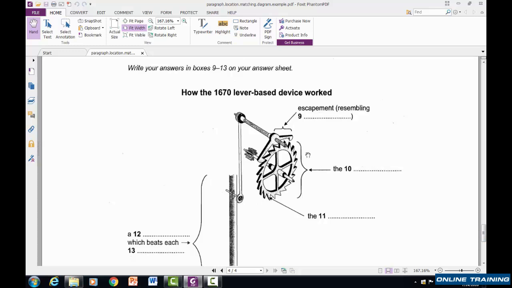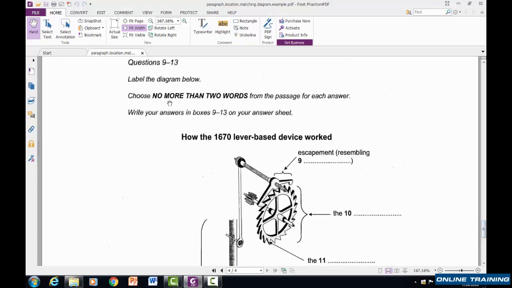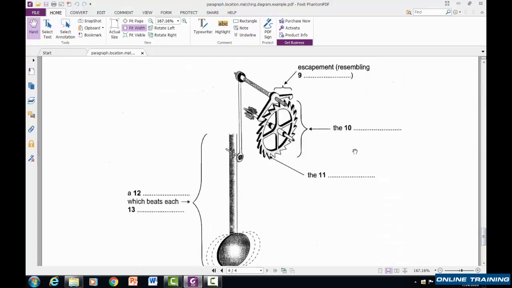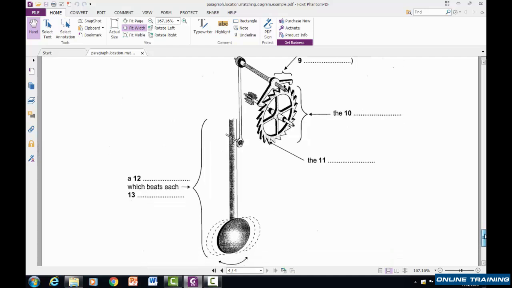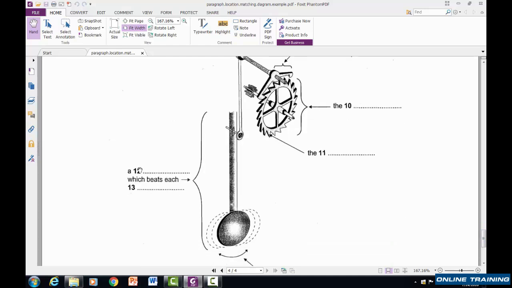Number 10 has to be a word. Let's look at our directions. How many words can we write? No more than 2 words. Right? Directions say no more than 2 words. We can write 2 words or 1 word. Can't write 3. Number 10 is going to be something that describes what this is. You have to look at what that looks like. Number 11 is going to be a word that describes what these things are right here, these little pointy things. And numbers 12 and 13 are connected to this language, which beats each. That's very helpful because 12 and 13 are connected: a blank which beats each blank.